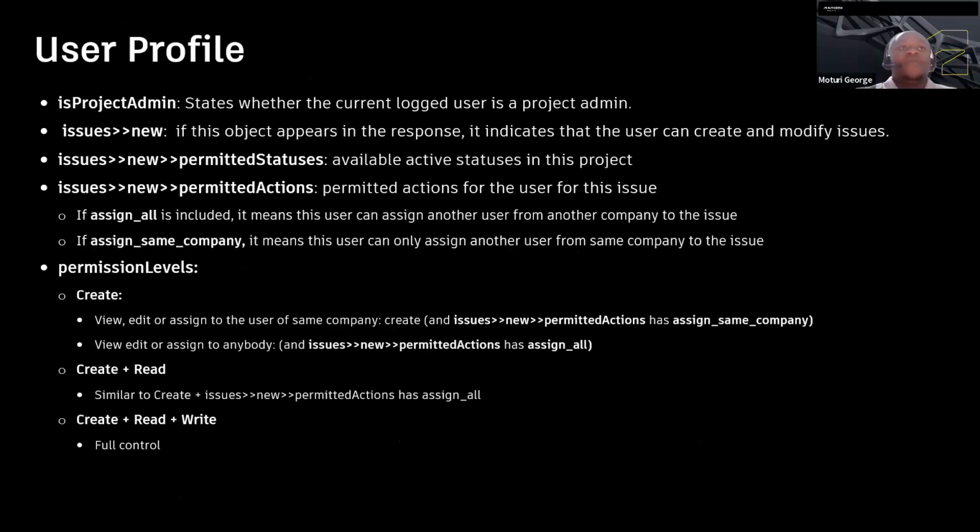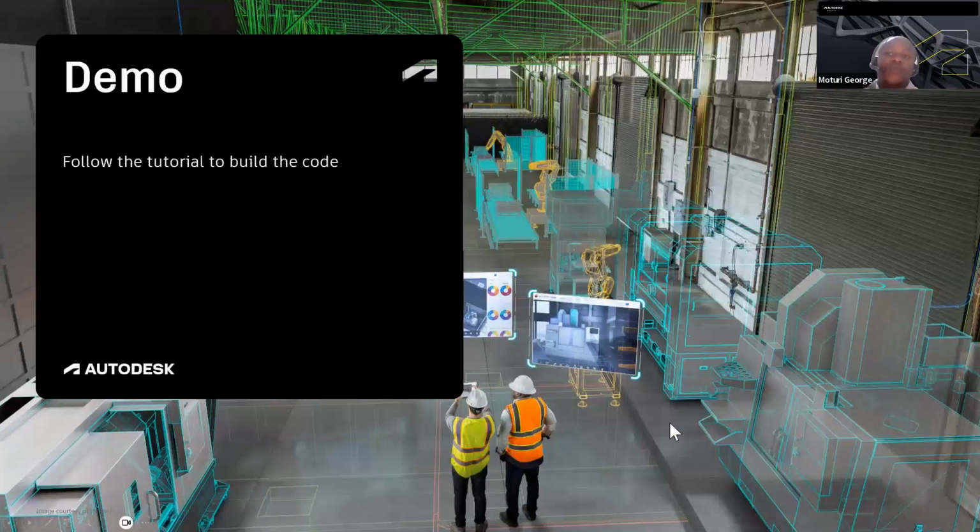The user profile will have the following. We'll get to know if the user profile is the project admin. Then we'll have the issues, which indicate if we can create or modify an issue. We also have the statuses. We'll have the actions, and we'll also see the permission levels. So let's do a quick demonstration.